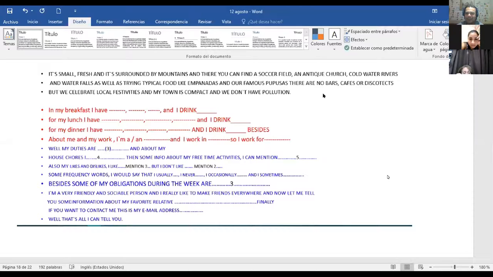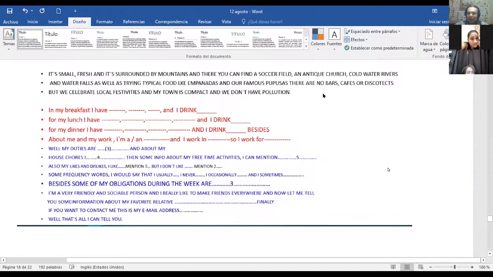And now let me tell you some information about my family. My favorite relative is my brother. Finally, do you want to contact me? This is my email address. lispineda@colegiochampanat.edu.sb. Well, that's all I can tell you. That's good. Excellent. Little by little, I like it.